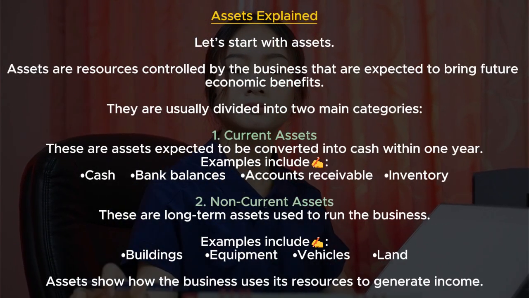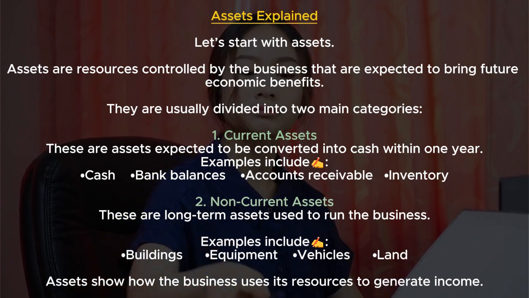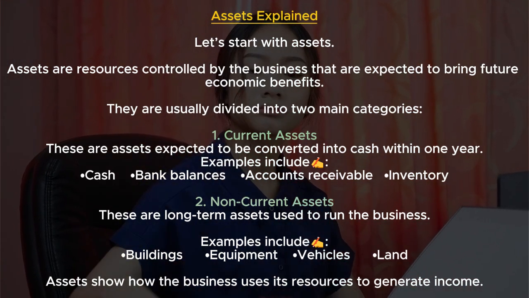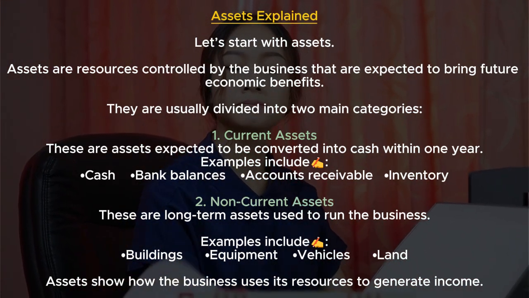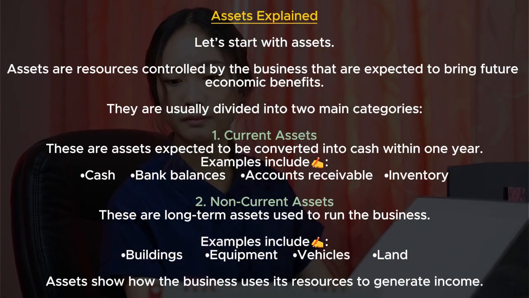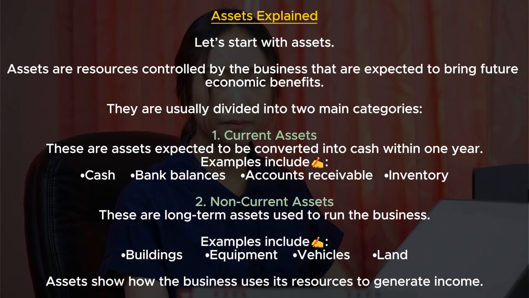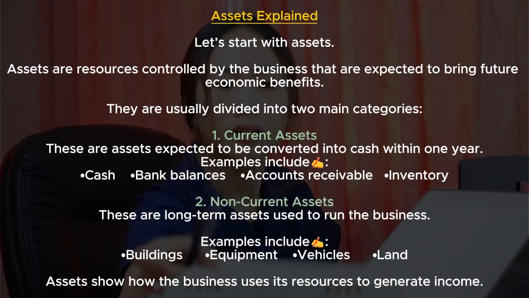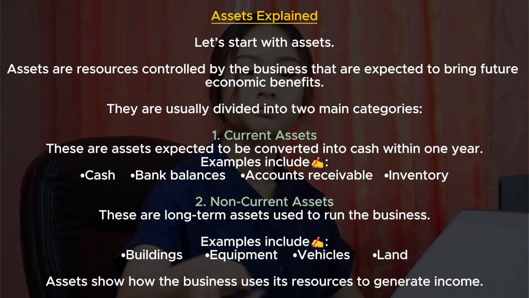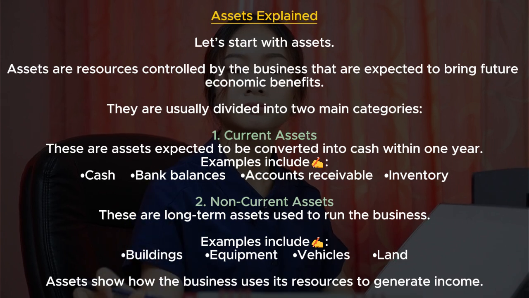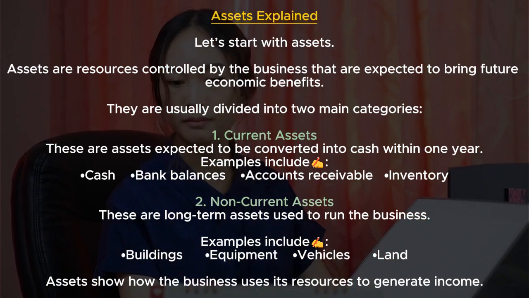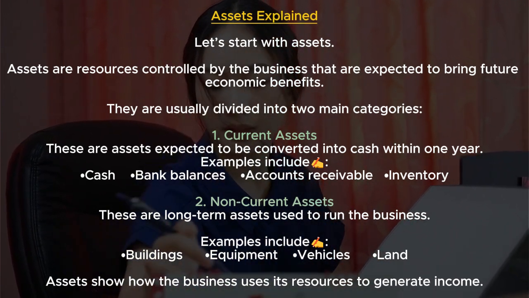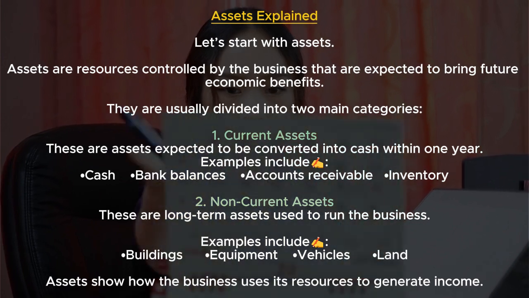Assets explained. Let's start with assets. Assets are resources controlled by the business that are expected to bring future economic benefits. They are usually divided into two main categories. 1. Current assets. These are assets expected to be converted into cash within 1 year. Examples include cash, bank balances, accounts receivable, inventory. 2. Non-current assets. These are long-term assets used to run the business. Examples include buildings, equipment, vehicles, land. Assets show how the business uses its resources to generate income.